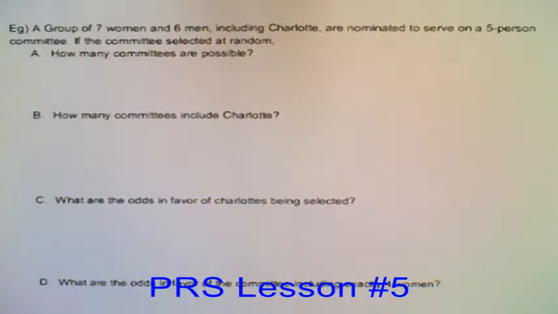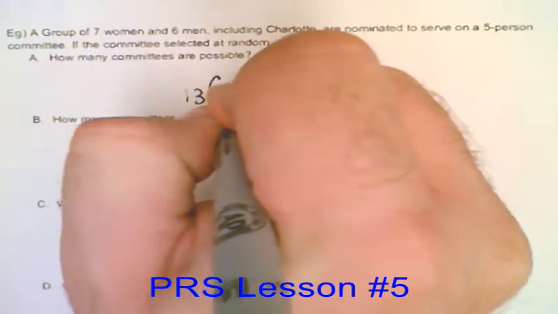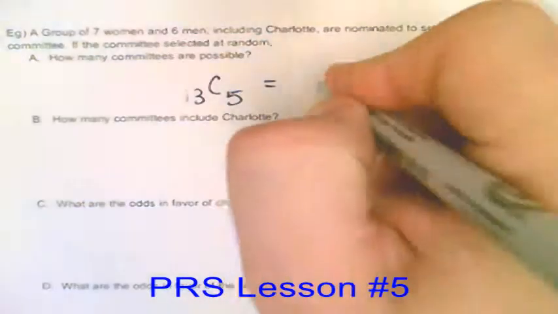I could do all sorts of different things, but nonetheless, there we go. Okay. So odds. It's the same basic idea all the way around. If a group of 7 women and 6 men, including Charlotte, are nominated to serve on a 5-person committee, committees are selected at random. So this has got perms and cons. How many committees are possible?